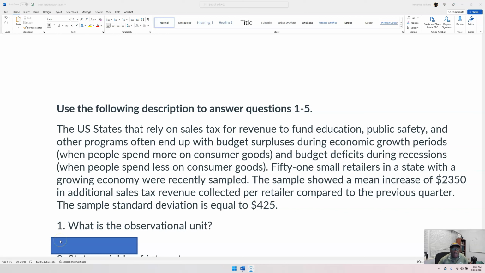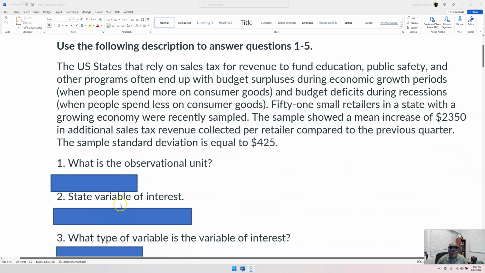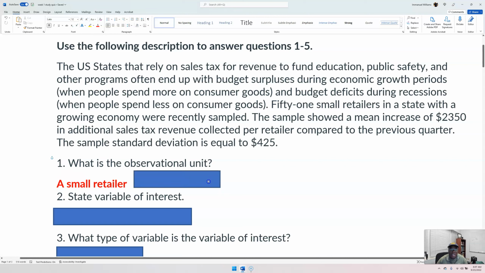All right, so here, based on that reading, you should ask yourself, what's the observational unit? Okay, and ideally you should be saying a something. And you notice I say singular. Let me see what it says. A small retailer. Okay, a small retailer.